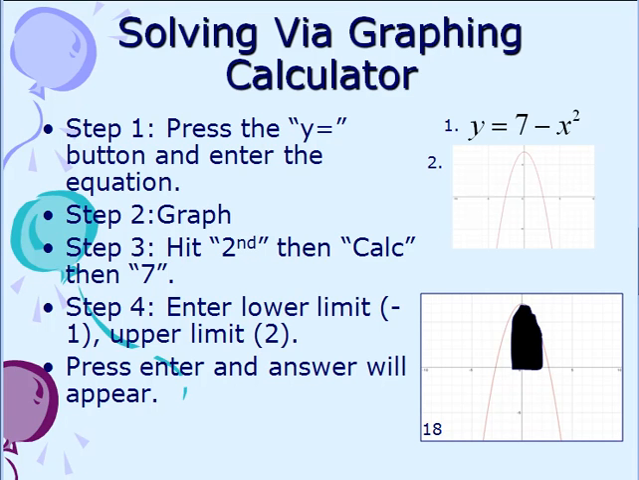The first step is to press the y equals button and enter the equation. You would put in y equals 7 minus x squared, then hit graph. The graph should show up, and then the next step is to hit second, then calc, then 7. This will let you enter your limits. First it'll ask for the lower limit, which is -1, then the upper limit, which is 2. Then all you have to do is press enter, and the calculator will do the work for you and give you the answer of 18.